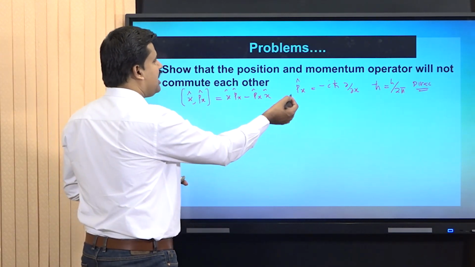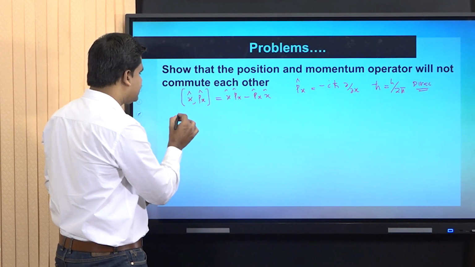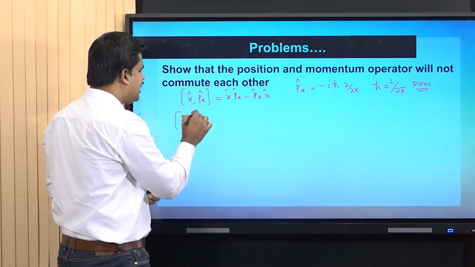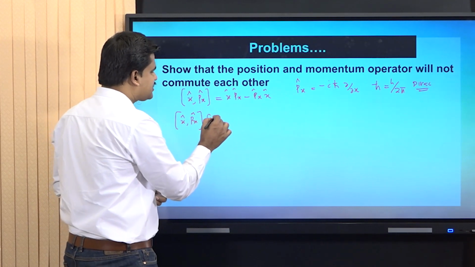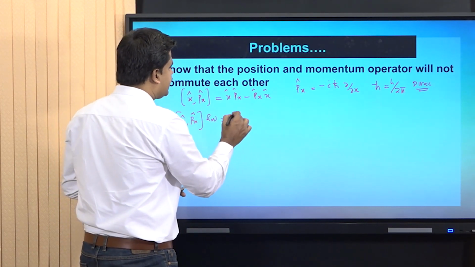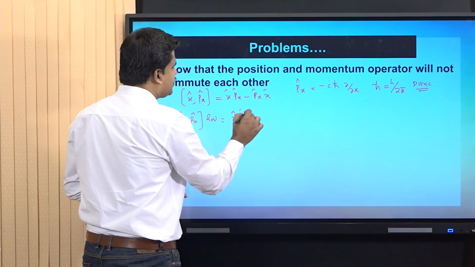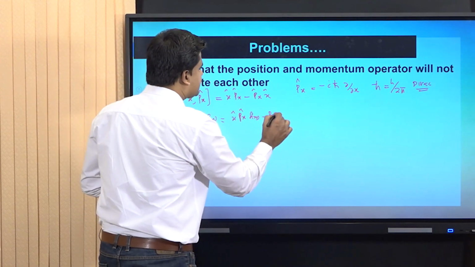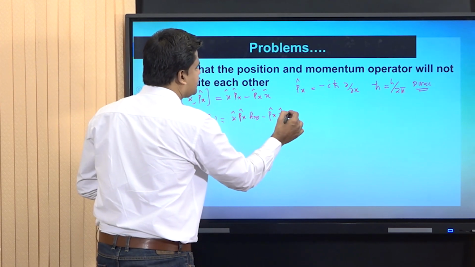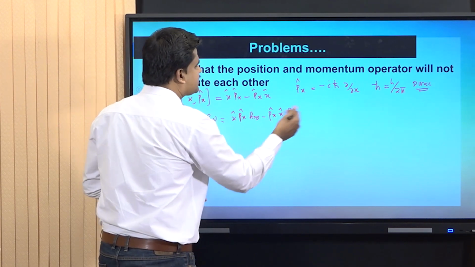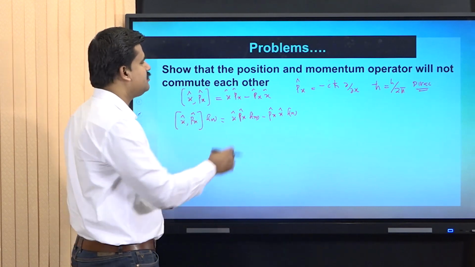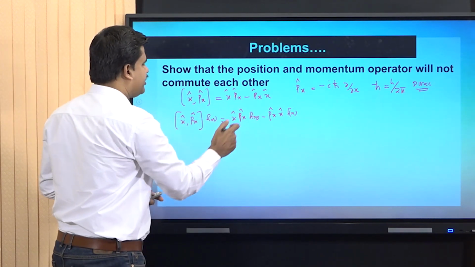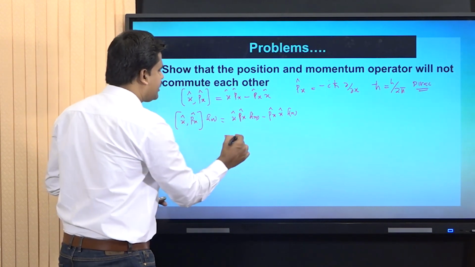Now I am putting an operand f of x on LHS and RHS, therefore [x hat, px hat] f of x equal to x hat px hat f of x minus px hat x hat f of x. X hat simply means multiply with x. Px hat is minus i h cross dou by dou x. Substitute the values here and we can proceed accordingly.